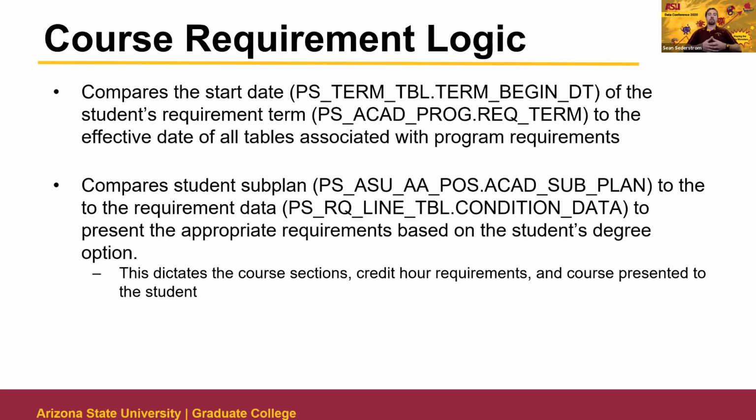So for instance, if a student was admitted in fall 2020, and there was a change to the program made in that year, for instance, the number of credit hours required changed, it will then have a new effective date, fall 2020, and that's what's going to tell the system to go pull in those new requirements.